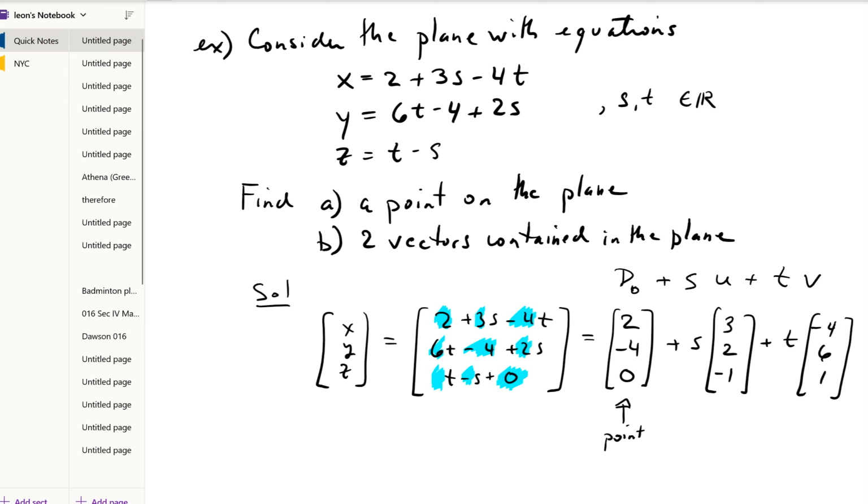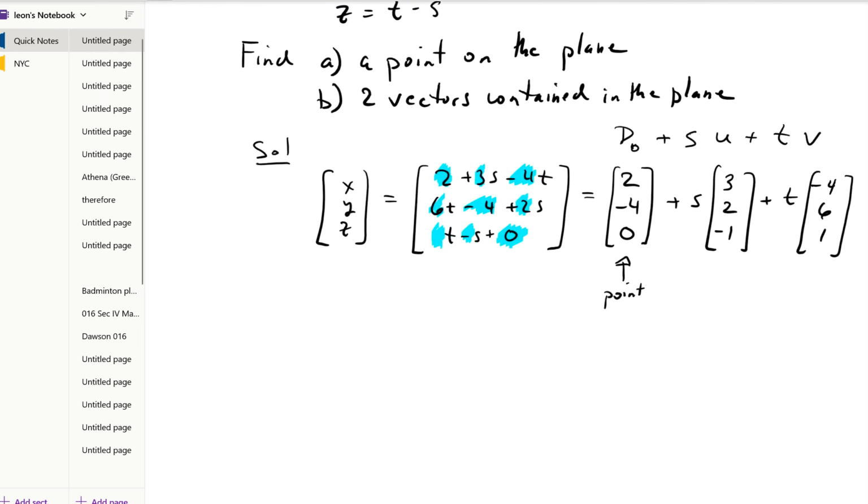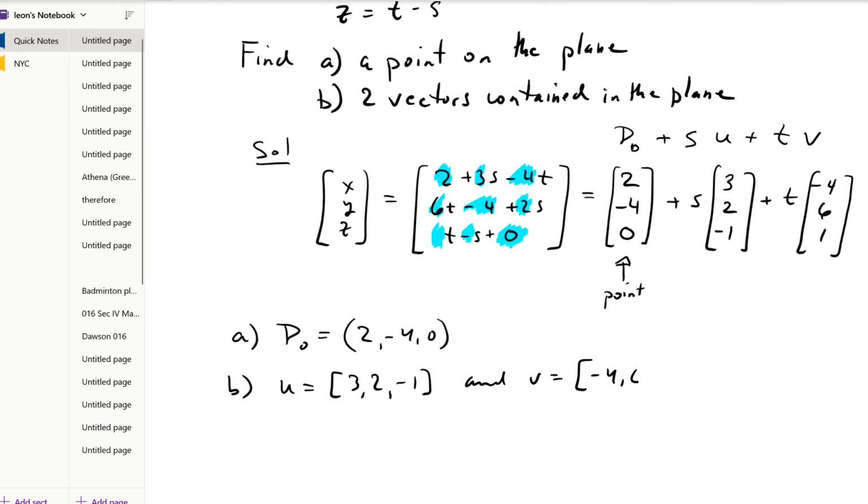Now P0 is a point on the plane, and u and v are the two vectors contained in the plane, just like on my drawing before. So P0 is equal to (2, minus 4, 0), and the two vectors contained in the plane are u equals (3, 2, minus 1) and v equals (minus 4, 6, 1). Of course, these answers are not unique.